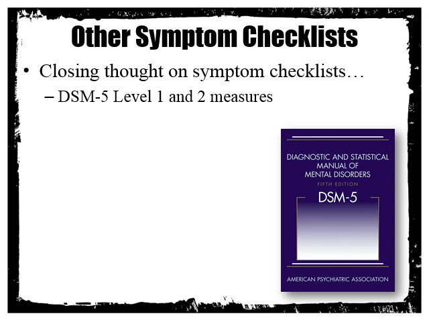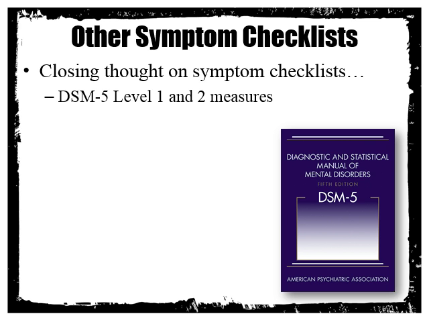So a closing thought on symptom checklists. One of the things I want to encourage you to be looking at, particularly as you move into clinical practice, is using the DSM-5 Level 1 and 2 measures. The Level 1 measure is a global assessment of all kinds of symptomology, and from that, if a client indicates certain issues, you can follow up with a Level 2 measure to determine whether or not they meet criteria for an actual disorder.